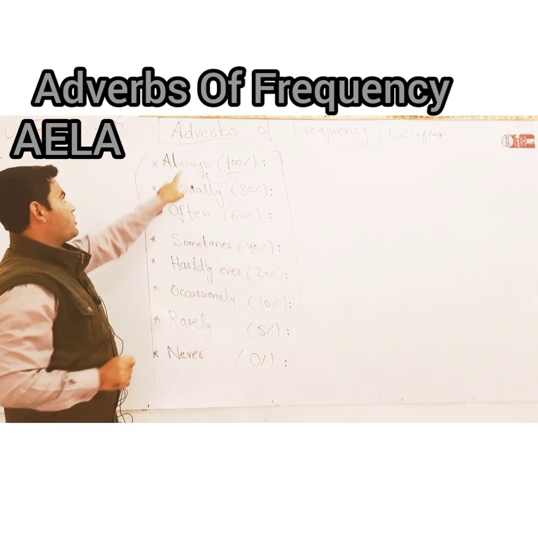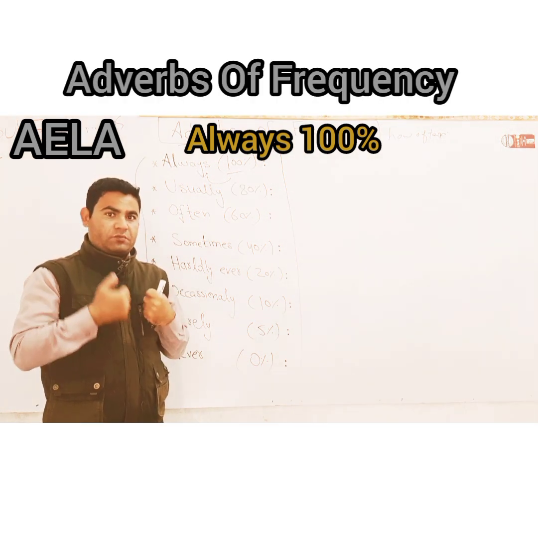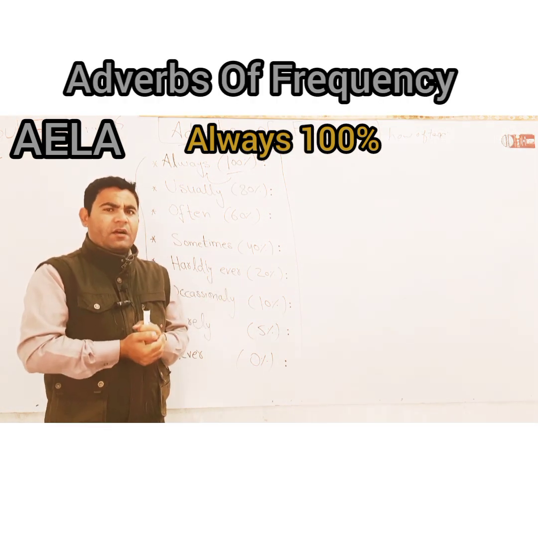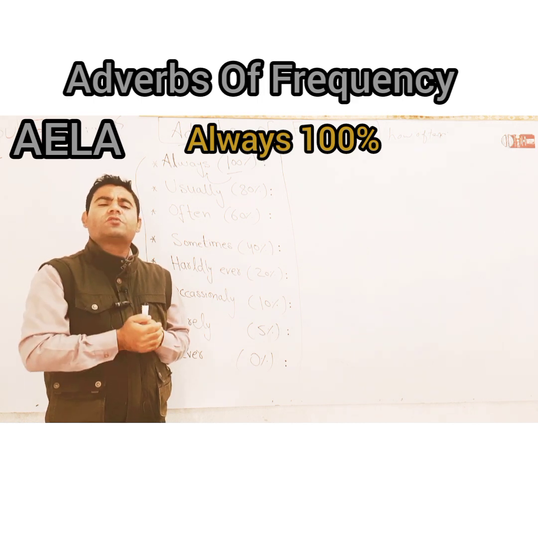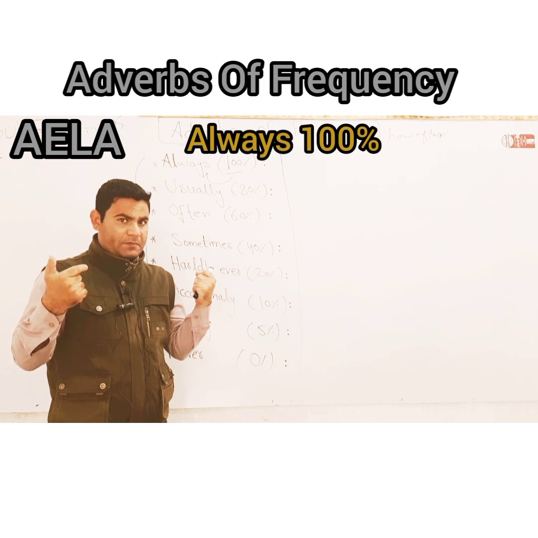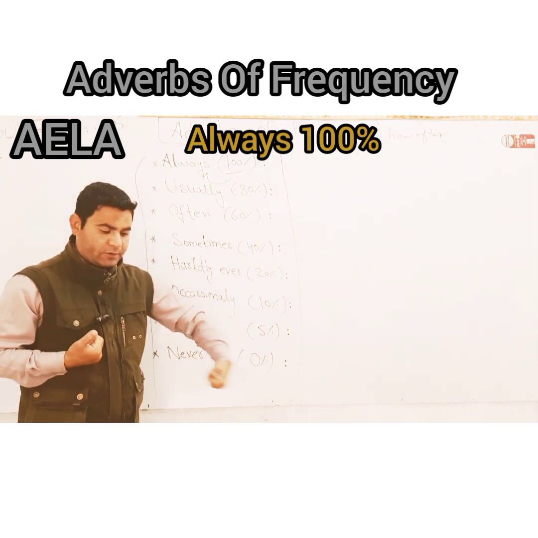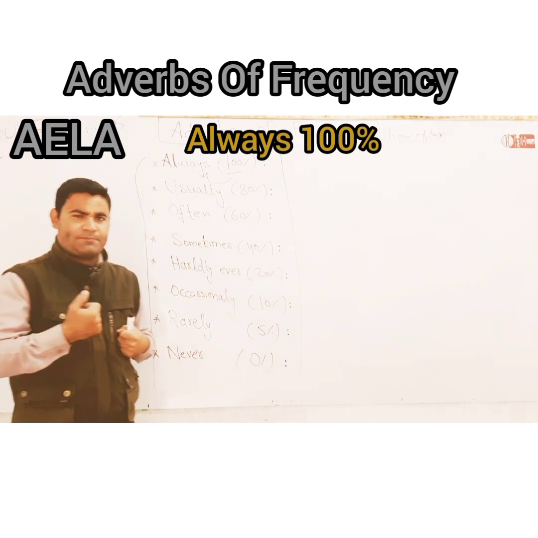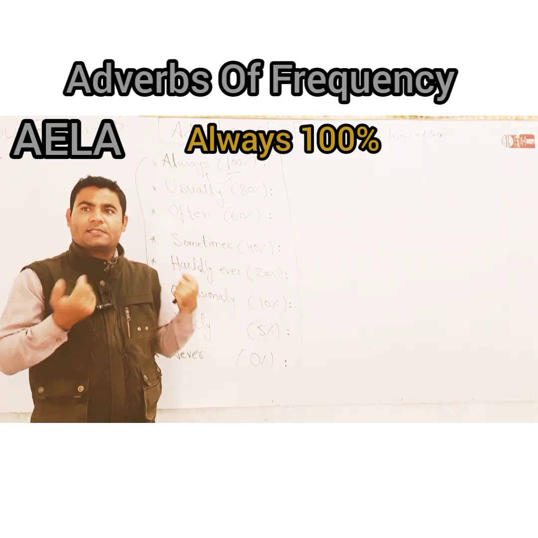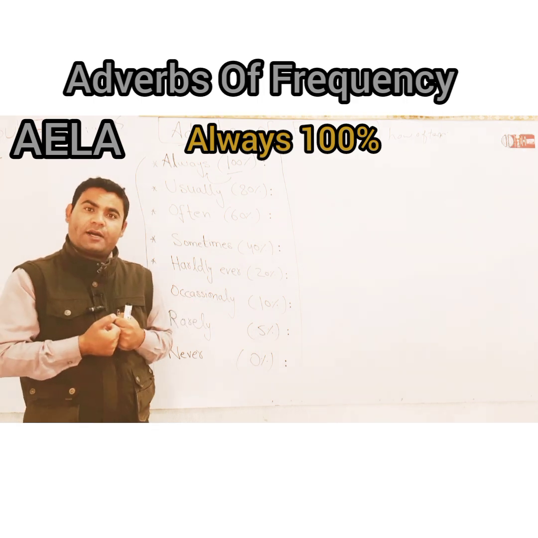So first of all, let's talk about always. Always means you never miss something, you do it always. It's not good to use always for human activities or for human routine. For example, if I say I always play cricket, I always go to school, I always take classes, it's impossible. Why? Because on Sundays I don't go to college, I don't take classes. When it is raining, I don't play cricket.